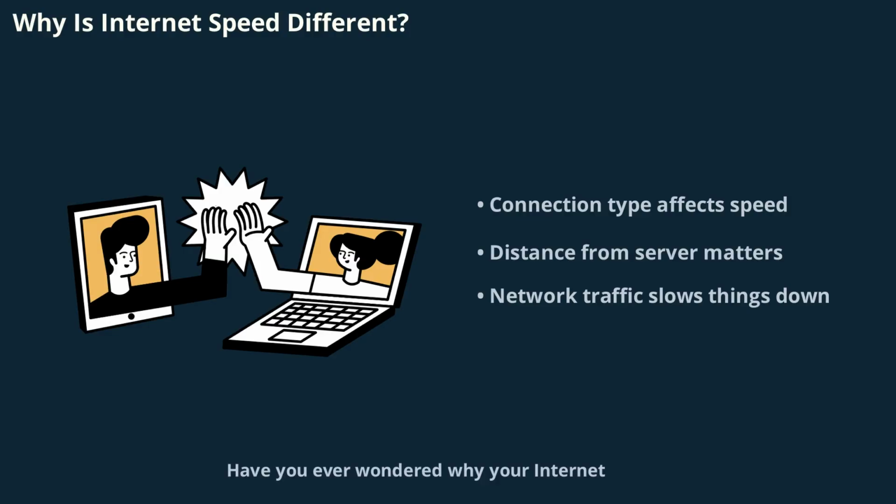Have you ever wondered why your internet speed is faster or slower than someone else's? There are several reasons. The type of connection matters. A fiber optic cable is much faster than old copper wires. The distance from the server also affects speed. The closer you are, the faster your connection. Network traffic plays a role too. More users mean slower speeds, just like rush hour on the roads. Finally, your internet service provider and your device's hardware can make a big difference.